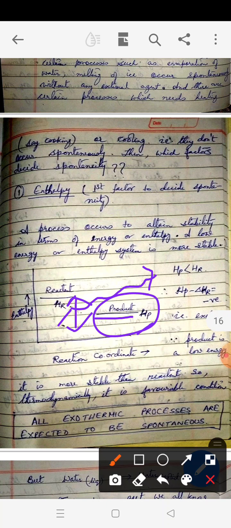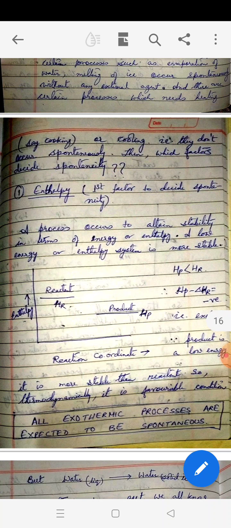But let me tell you, when solid ice changes to liquid, it is endothermic. Liquid water changes to gas, that is also endothermic. However, gas converting to liquid is exothermic in nature, and liquid turning to solid is also exothermic in nature. So, if all exothermic processes are spontaneous, then water should have been freezing at room temperature, but that doesn't happen. That means enthalpy is not the only criteria which will decide spontaneity.